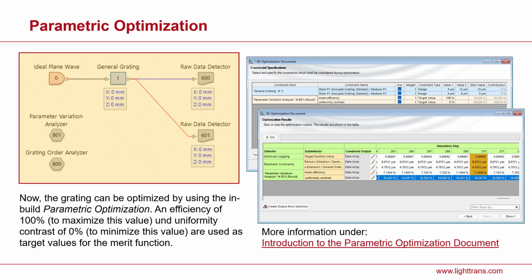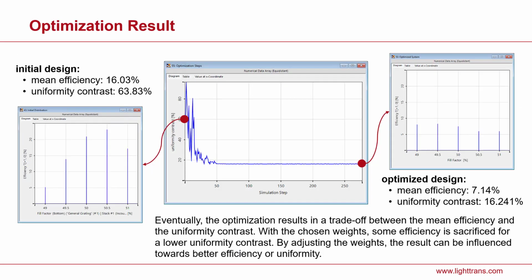We use the parameter variation analyzer to calculate that mean efficiency and the uniformity contrast, and then on top of that, we can use the inbuilt parametric optimization tool to optimize our grating using those two merit functions. We want to maximize, again, the mean efficiency, and we want to minimize the uniformity contrast. So we configure the parametric optimization accordingly, and let the optimization run.